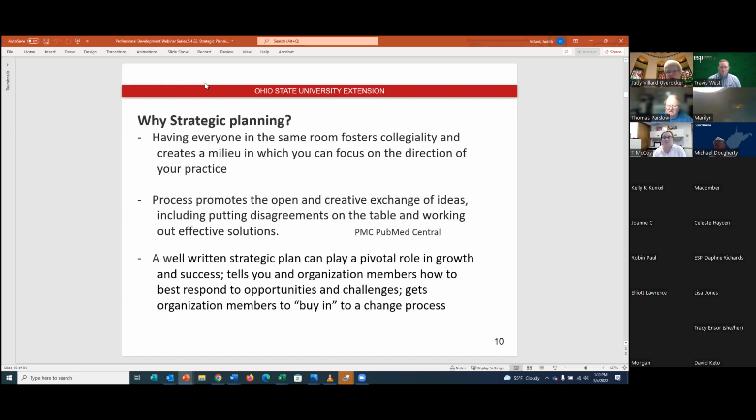It's a well-written strategic plan. It's a process, and it can be something that can take your organization, pivot into growth and success. And I think that's a pretty good reason why we would want to do it. And it gets the organization members to buy in that we might be experiencing some change in the future, because not everybody wants to experience change. And so this might be one way that you can do that.